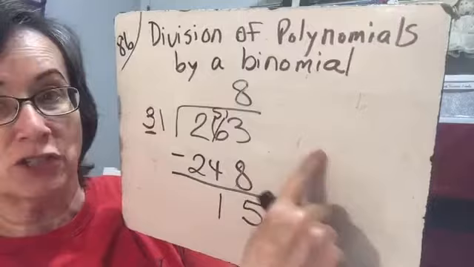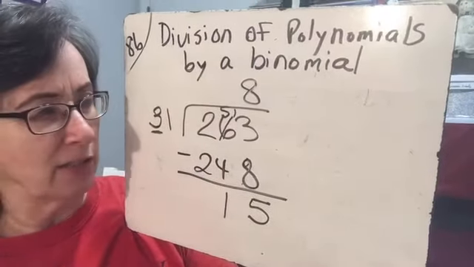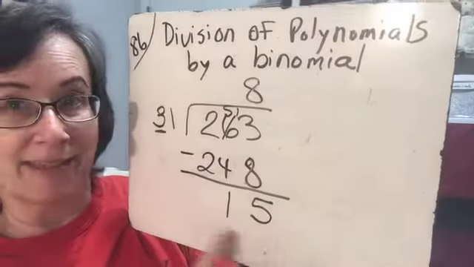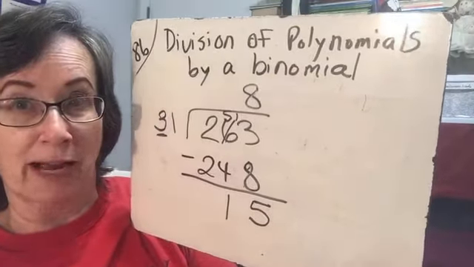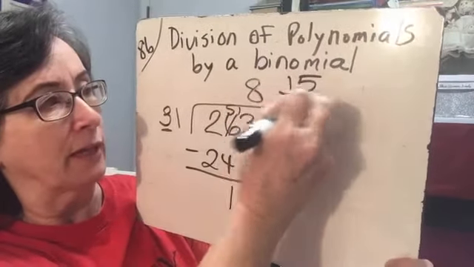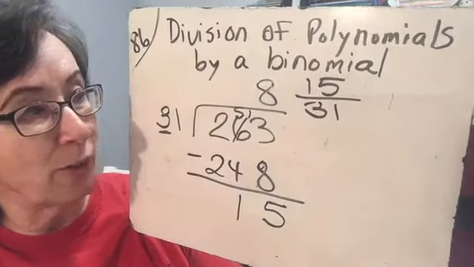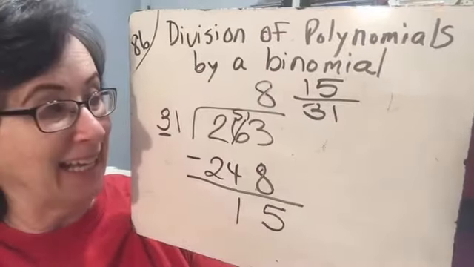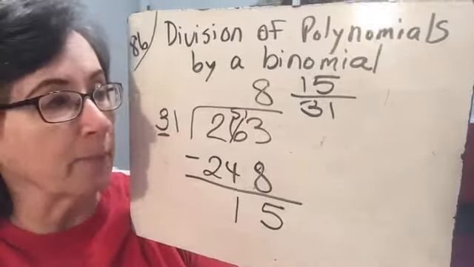Now I'm out of terms, so if I don't want a decimal, and in this case I don't, I'm going to take this and put it over the divisor, and that will be my remainder, my fractional remainder. So 15/31, okay, will be my answer. So 8 and 15/31 is how many times 31 would go into 263.